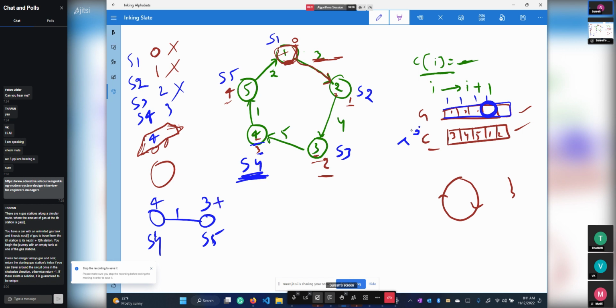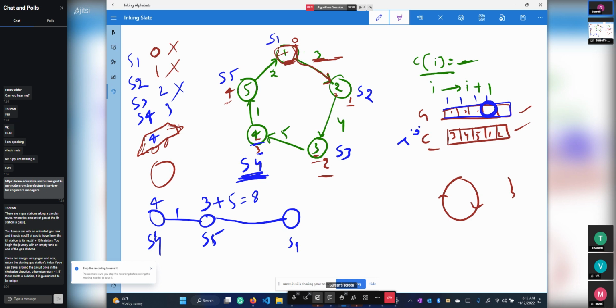So now 3 plus all the liters available in station 5. How many liters available? 5. So your car is now 8 liters. Now go to the next station. What is the station number? S1. It's a circular location.